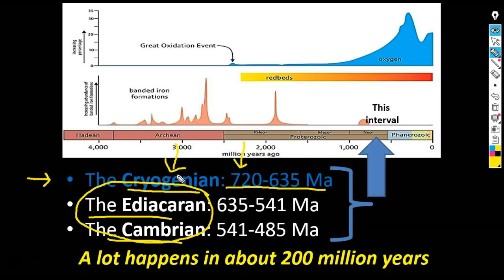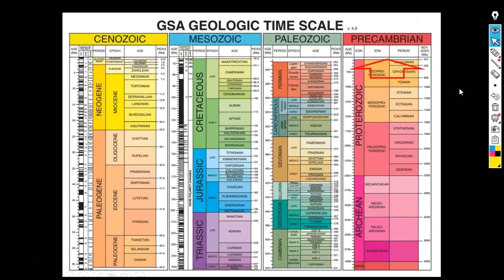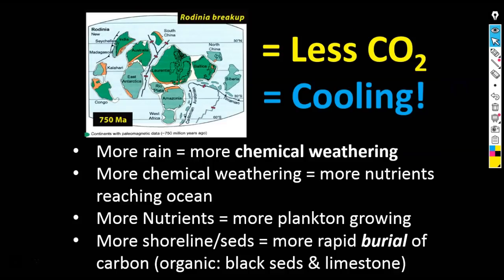I'm going to zip through a quick reminder of what we talked about, the big changes. Remember, Cryogenian, think cryogenically preserved. Think freaky billionaires putting their heads in a freezer. That's the giveaway here. So this is a very cold interval. It's also the interval, remember, where we get a brief return to banded iron formations. So what is happening during this interval that makes it a Cryogenian period? Well, the world literally freezes.